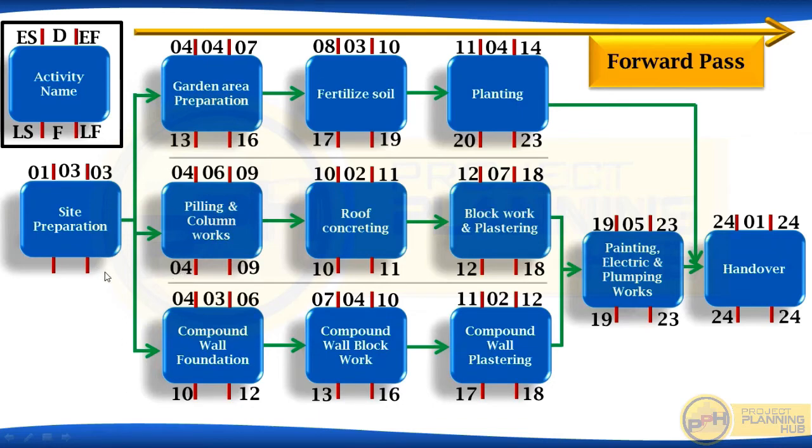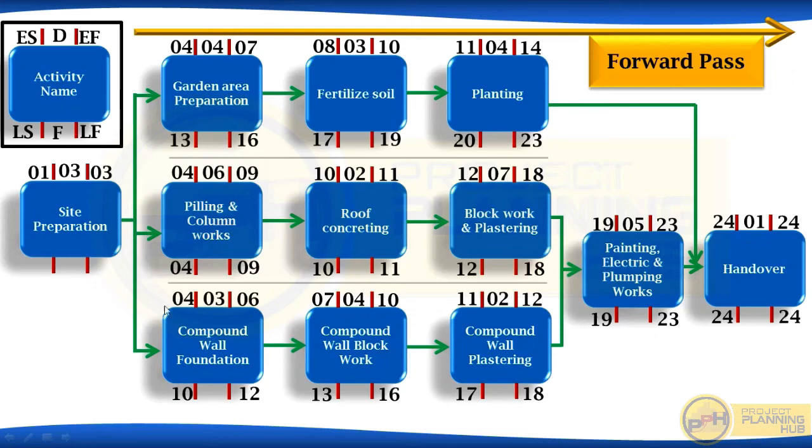Then what should be the finish date, the late finish date for site preparation? Garden area preparation starts on 13th. So let's say site preparation is finishing on 12th, so that garden area preparation can start on 13th. But if this activity finishes on 12th, we cannot start this on 4th. Also, we cannot start this compound wall foundation on 10th.